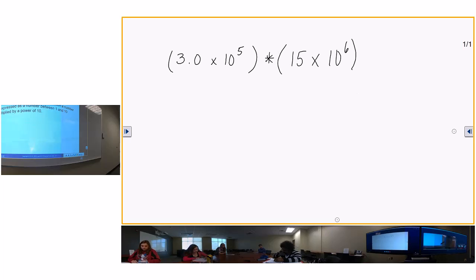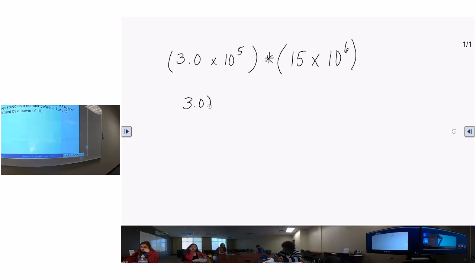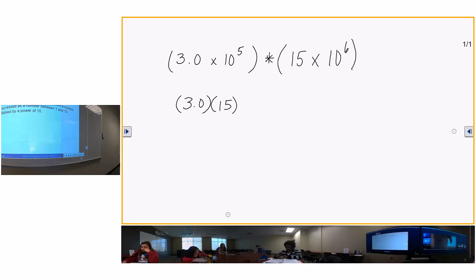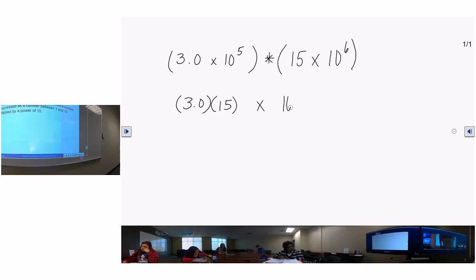Okay, now this is where you run into problems. You run into problems because a lot of people use the patternization that teachers give them, and they think, okay, I've got to move to the left, got to move to the right. You don't need to do any of that. The first thing you need to do when you do one of these, division or multiplication, is break it up. 3.0 times 15 times 10 to the 5th times 10 to the 6th.